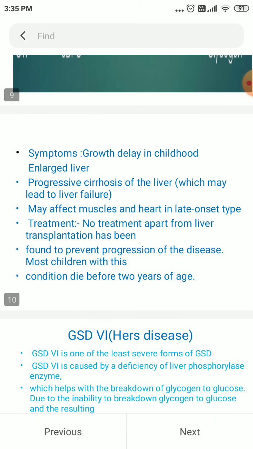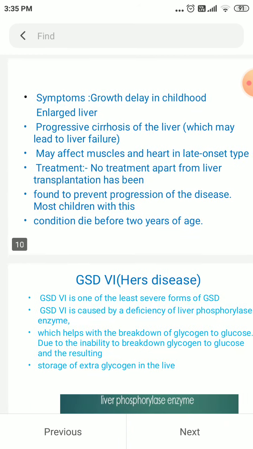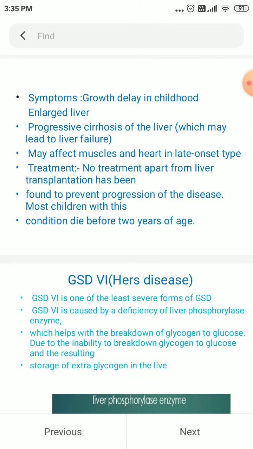We cannot control what is going to happen with respect to the enlargement of the liver and heart failure. So coming to the next disease, glycogen storage disease 6, that is also called Hers disease.